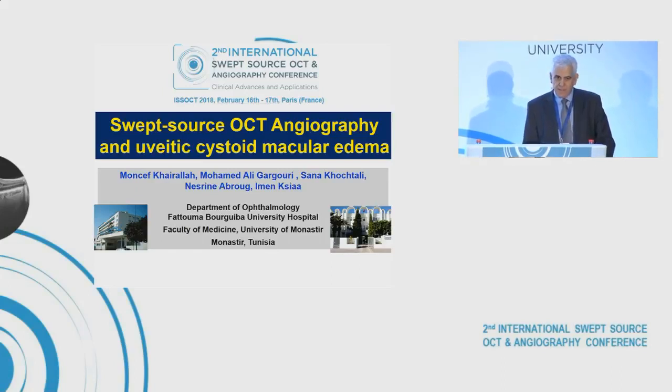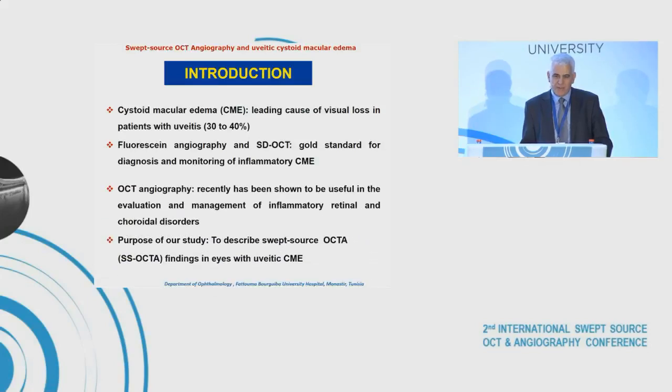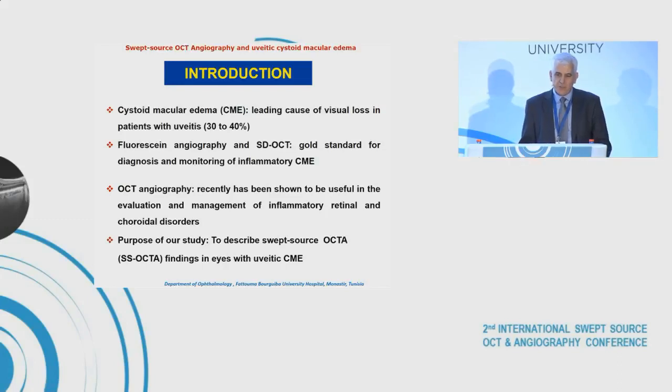The first presentation will be on swept source OCT angiography and uveitic cystoid macular edema. As you know, cystoid macular edema is the leading cause of visual loss in patients with uveitis. Fluorescein angiography and spectral domain OCT are the gold standard for diagnosis and monitoring of inflammatory cystoid macular edema. OCT angiography has recently been shown to be useful in the evaluation and management of inflammatory retinal and choroidal disorders.